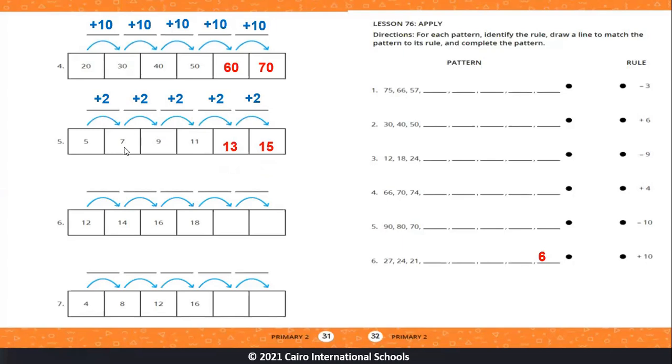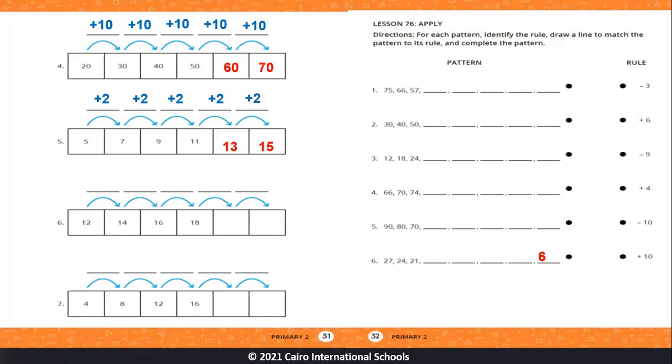Now, the next question. 12, 14, 16, 18. The pattern is increasing or decreasing? Yeah, great, Maya, bravo. Great, Rujaina, bravo. The pattern is increasing pattern, great. So we will add or subtract. Yeah, great, Yahya and Kenda and Anas, bravo.